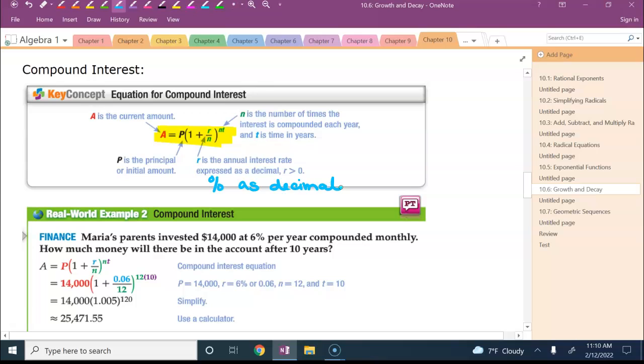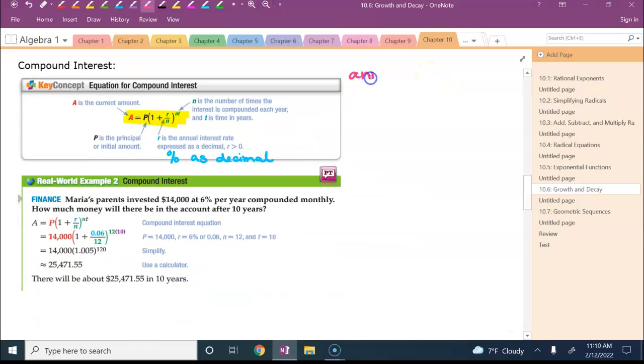Now, N is talking about the number of times that the interest is compounded each year, and this can change depending on the situation. So some key words to look for when you're talking about N would be annually. Annually would mean like one time, so it happens every year. Semi-annually would mean that it's happening twice a year. Quarterly would mean that it's happening 4 times a year, and monthly would mean that it's happening 12 times a year.